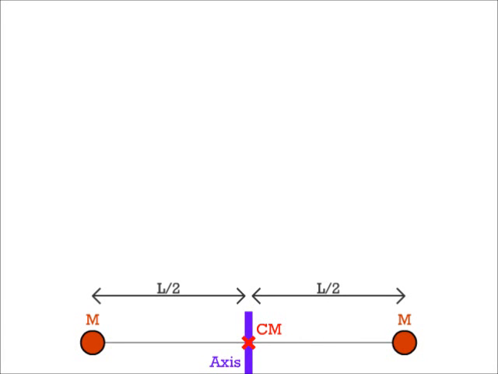I'm going to do an example using the parallel axis theorem. We have 2 point masses, each of mass m, which are each a distance L/2 from the rotating axis, which passes through the center of mass. The point masses are connected by a bar of negligible mass.